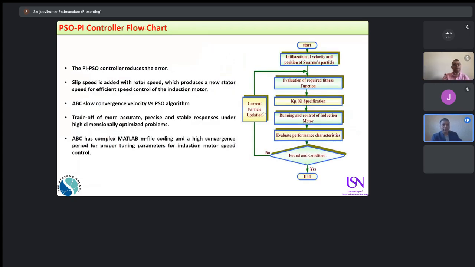About PSO, what we are doing. In PSO, we start the program, we calculate the velocity for the swarm optimization module. Then we evaluate the fitness function. What is the fitness function? And we update the KP and KI specification. Then we run the motors. Then we evaluate the performance. We find the condition, what is obtained in real time. If all matches, we end the program. If not, we update the system for the fitness function of the particle swarm optimization.